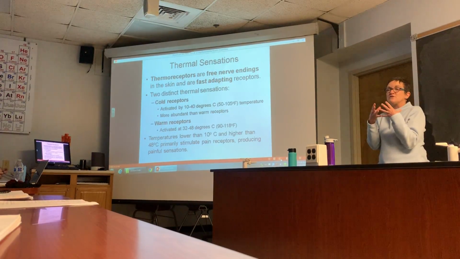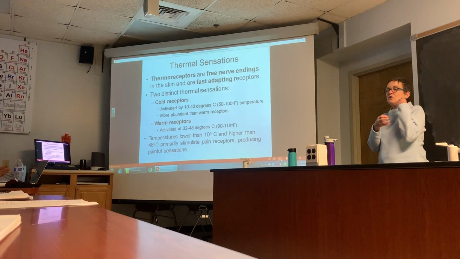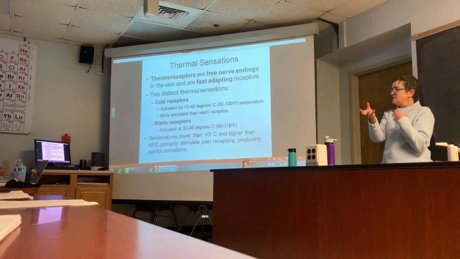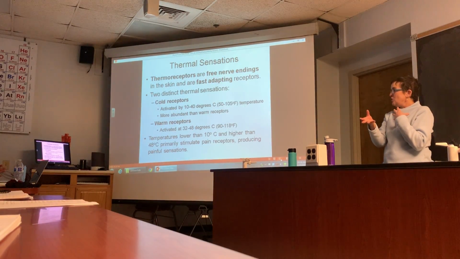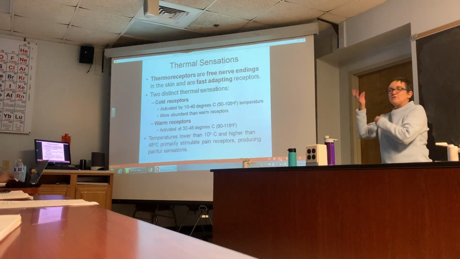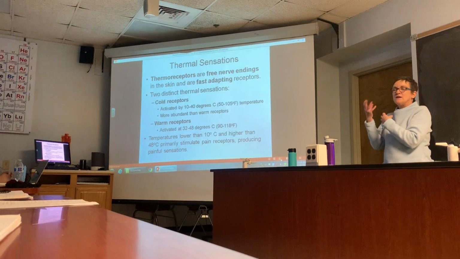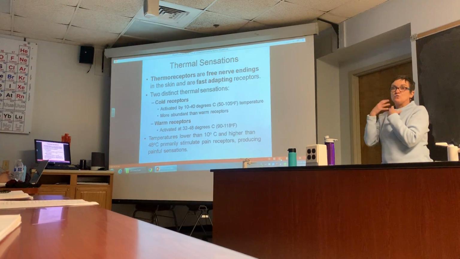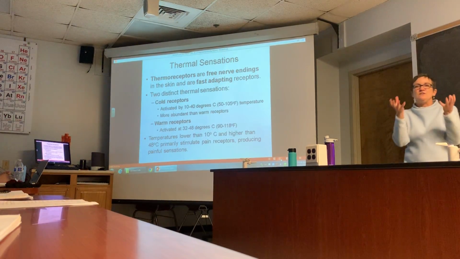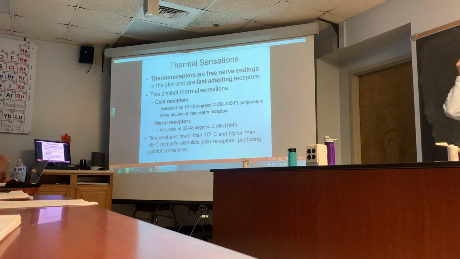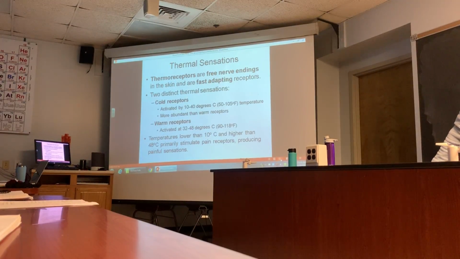Your brain's going to put that information together, and if there's more cold stimulation, then you're going to interpret it as colder temperature. If there's more information coming from warm receptors, your brain's going to detect that you're warmer. So it's the different degrees of heat and cold, or it's your brain putting it all together and coming up with that.